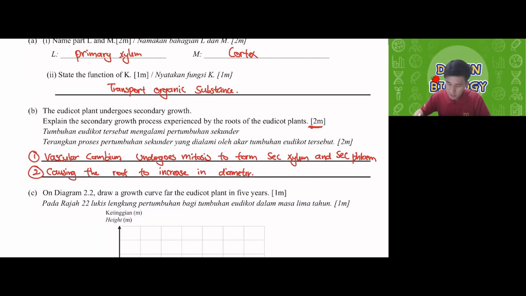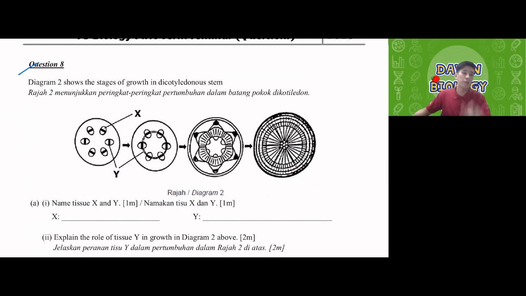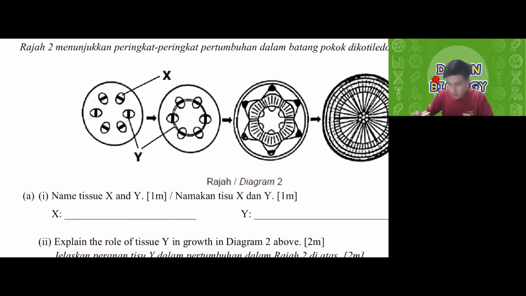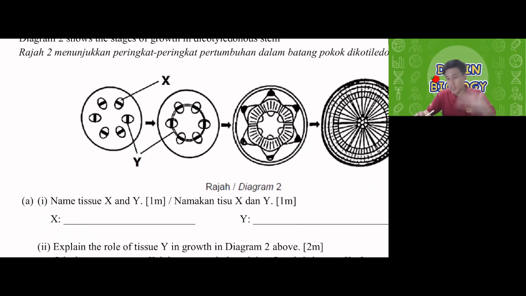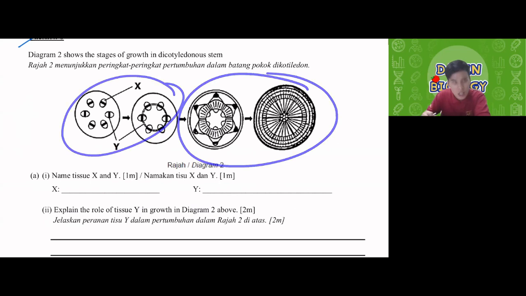Okay, now this one. Question 27. In class we did this before. Never mind, just try one more time. Name tissue X. See carefully. X is pointing at what? Come on, after a bit then we won't feel sleepy. X is this. Again, must say what? Phloem. Very obvious, there are two phloems here.